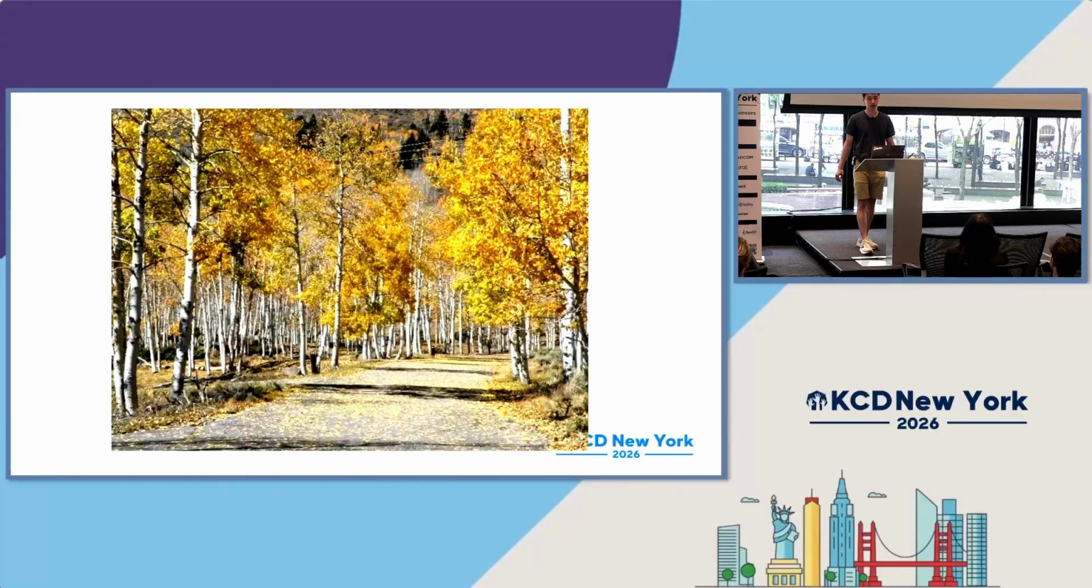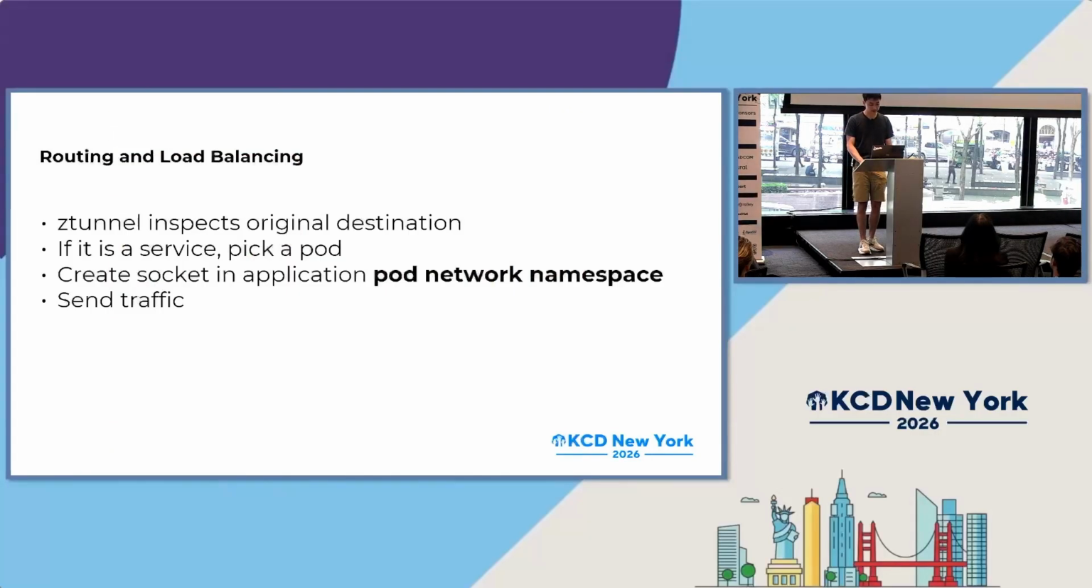So at this point, we've covered how a pod's networking gets set up and how your initial traffic gets redirected to ztunnel. Once ztunnel receives a packet, it'll inspect the original destination, and then if it's a service, it'll pick a pod. If it's a pod, well, then it already has a pod. And then it'll create a socket again in the application's network namespace and send traffic.